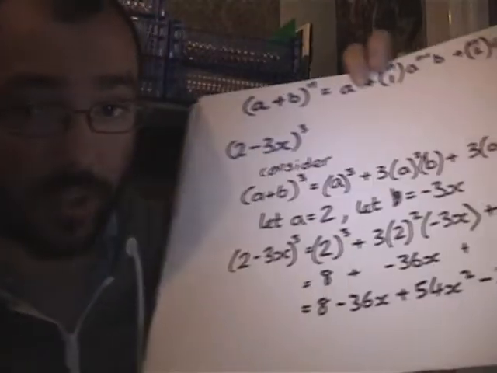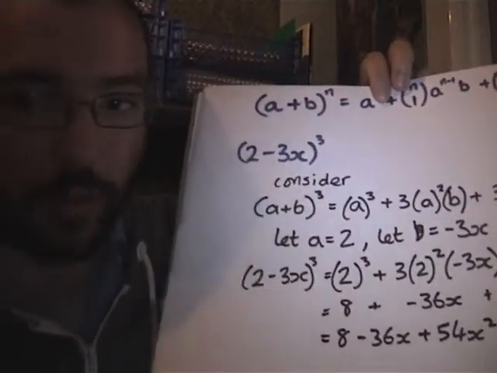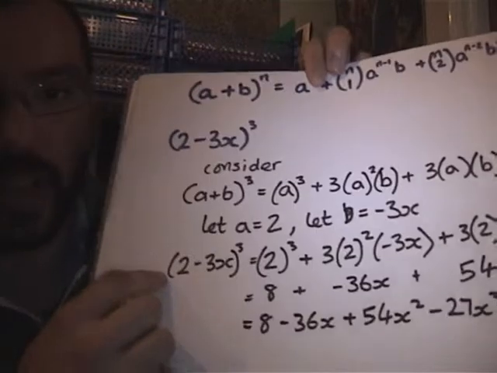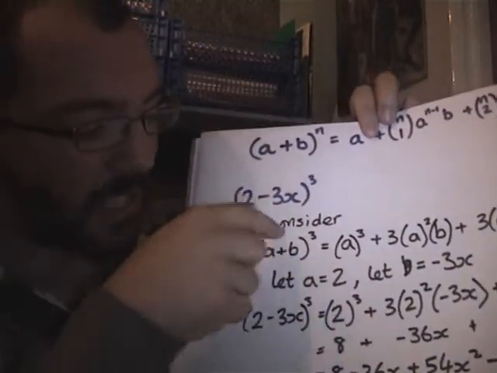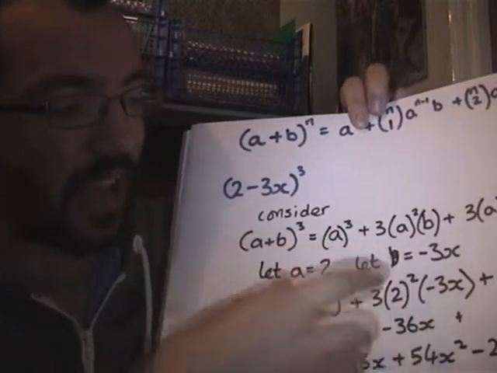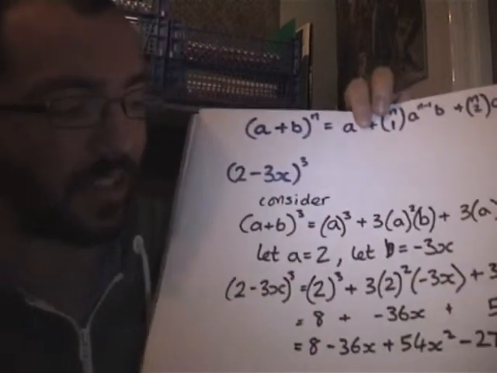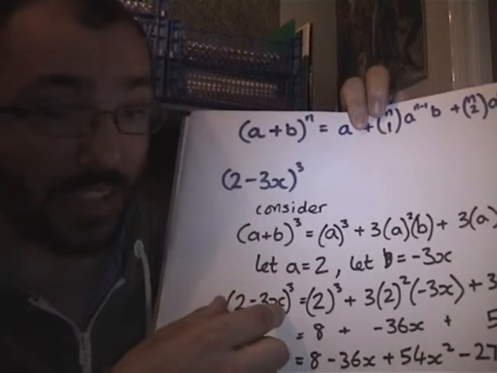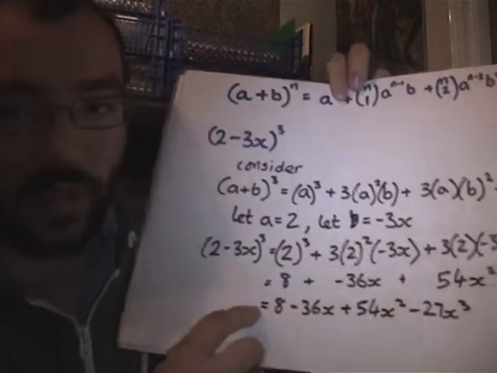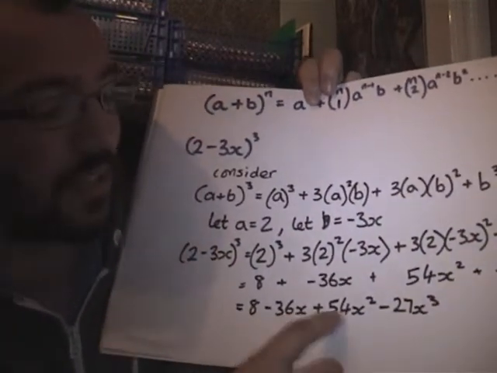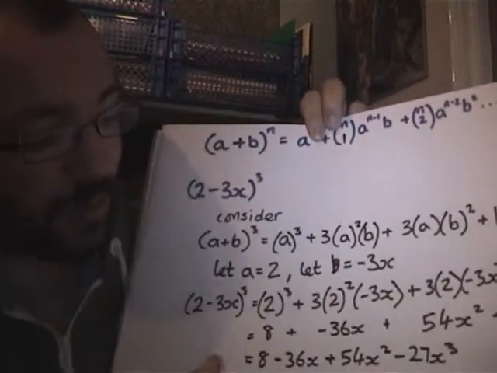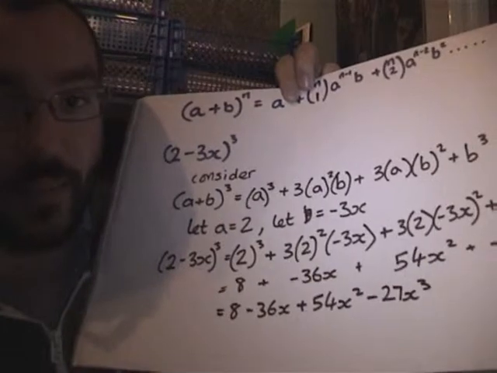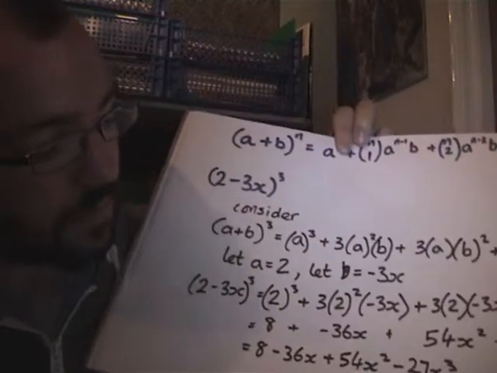Okay, so here's my work, and what I've ended up with is 2 minus 3x to the power of 3, which, by considering something else and letting a and b equal the particular values I wanted, I've ended up with my answer. And I've got 8 minus 36x plus 54x squared minus 27x cubed. So the original question, there's my answer, there it is expanded.